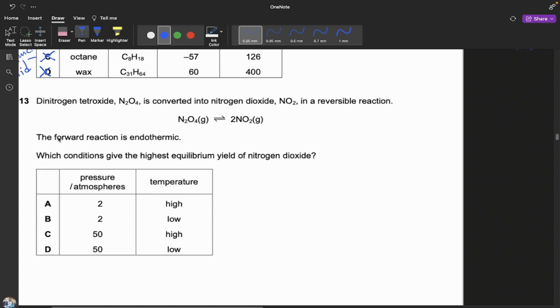Next one. Dinitrogen tetroxide, N2O4, is converted into nitrogen dioxide, NO2, in a reversible reaction. Okay, the forward reaction is endothermic.